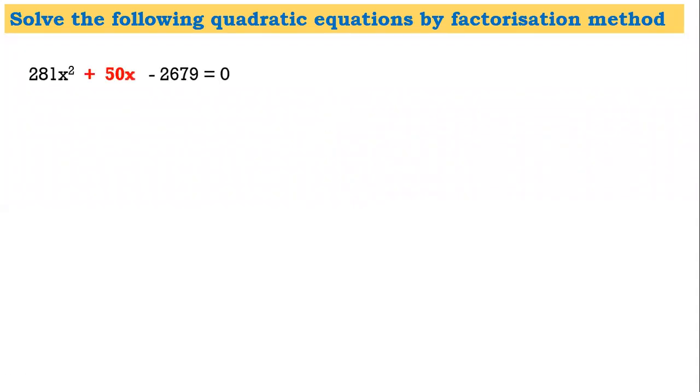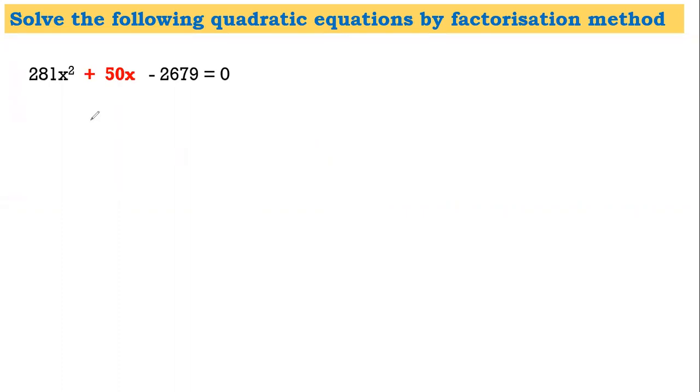281x square plus 50x minus 2679 is equal to 0. Now students, I want you to pause the video, take some time, find out the sum, find out the factors, try solving the sum. Here it could be tricky. So I'm going to give you few tricks here. Now let us see how to solve the sum.